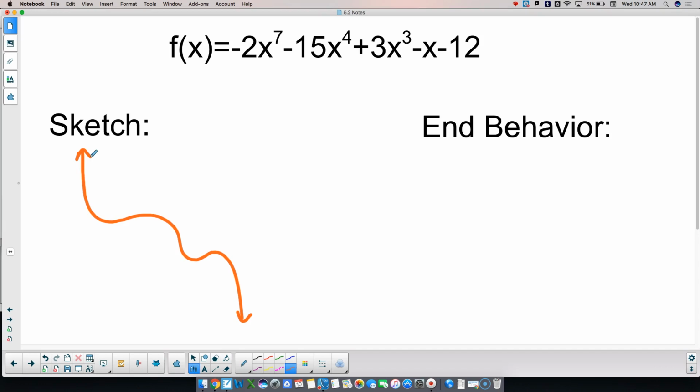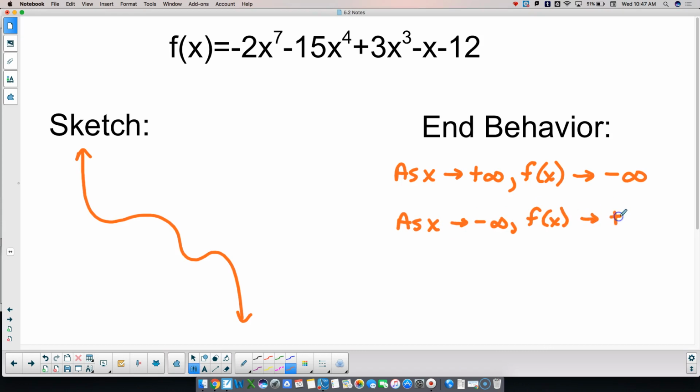As x goes to positive infinity, so which way are we going? To the right. I said f of x. F of x goes to negative infinity. Do we agree with that? Do we agree with how she spoke it, too? Yeah. Okay. Can somebody else give me the other one? As x reaches negative infinity, f of x reaches infinity. So as x goes to negative infinity, f of x is going to, you said positive infinity? Okay.